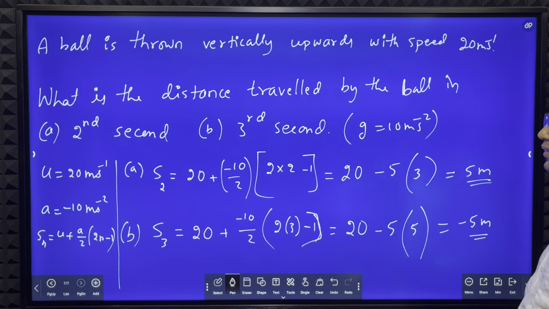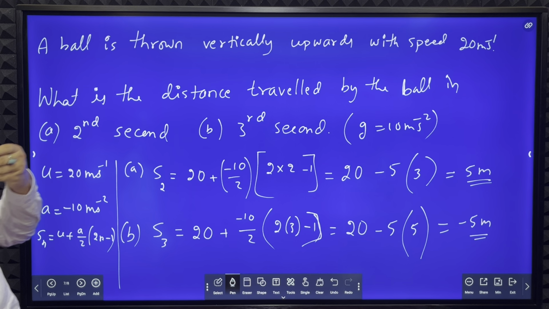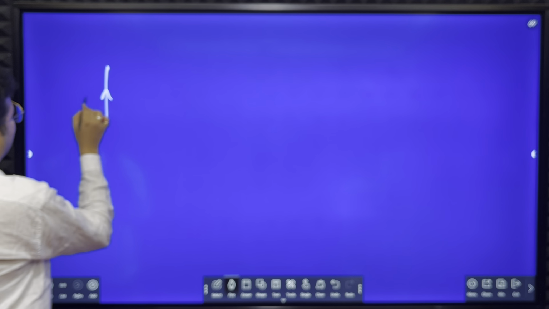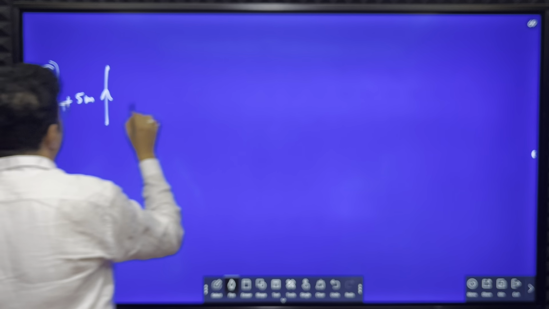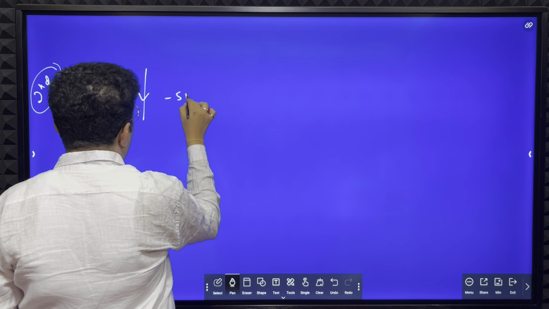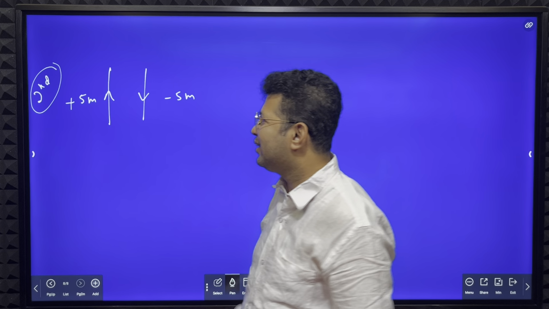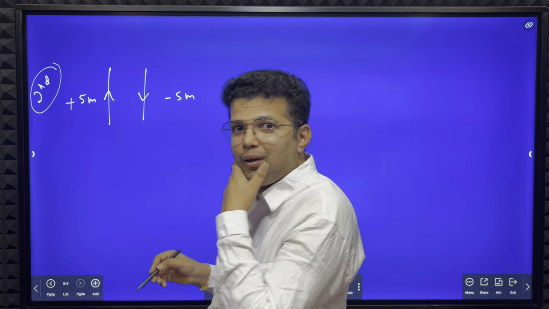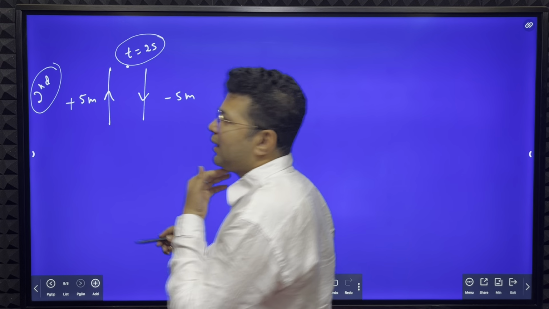What does it mean? Closely observe this problem. In this problem, what is the time of maximum height? See, in the second second, the object has traveled plus 5 meter, correct? It's a very beautiful example. In the third second, the object has traveled minus 5 meter, which means the object has changed its direction, correct? During the second second, the object is going up. During the third second, the object is coming down. Which means t maximum is 2 seconds. At t equal to 2 seconds, the particle is at its highest position.